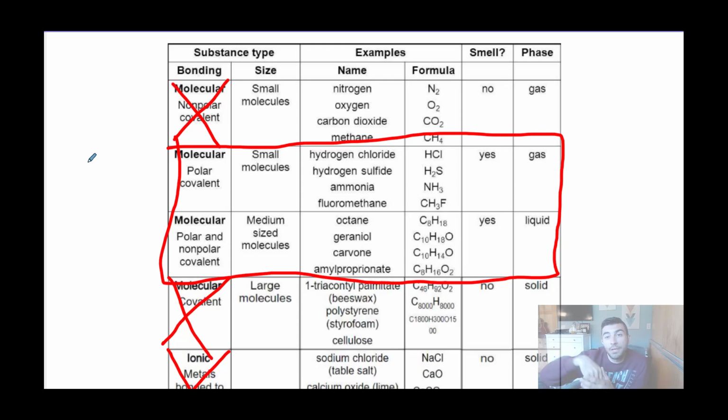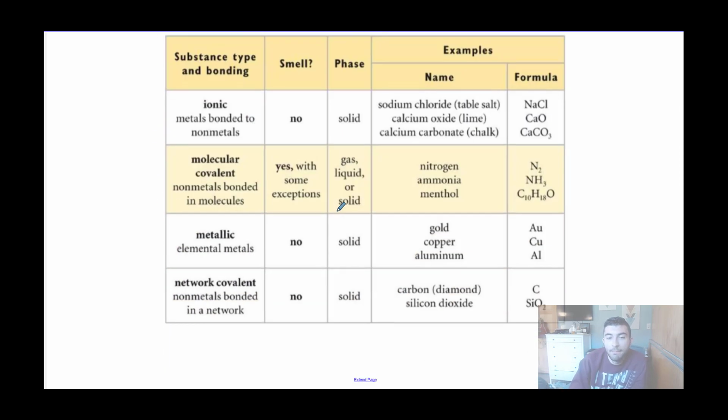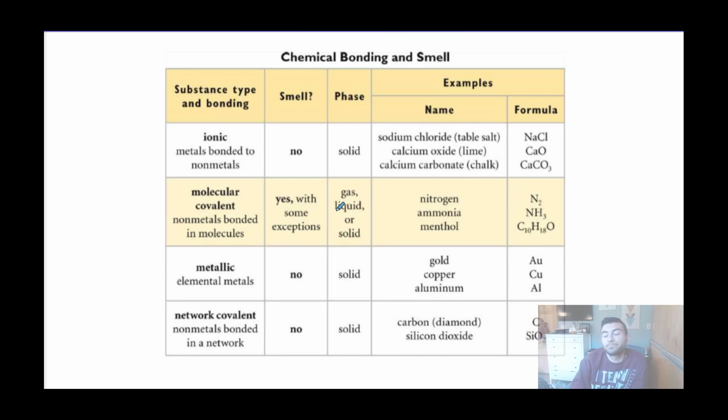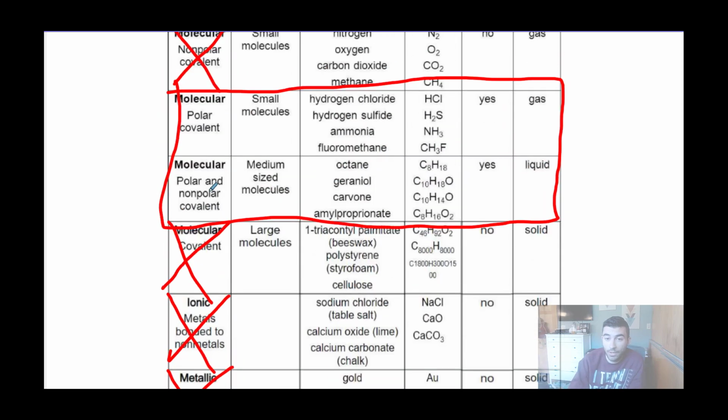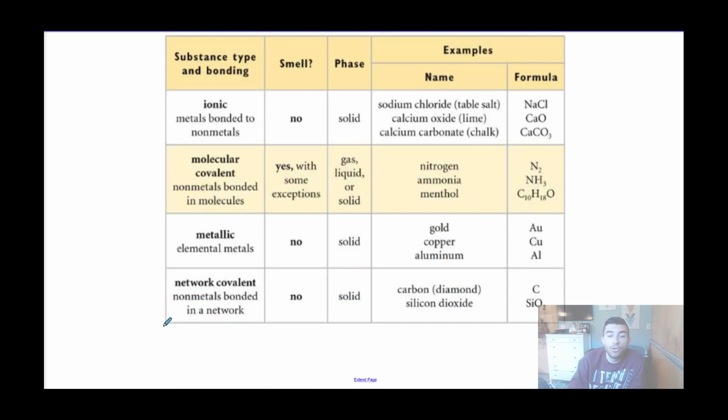Medium-sized molecules, because of the medium strength of the IMFs, will mostly be liquids. The small molecules tend to be gases. But we summarized, based on the type of bonding, that network covalent, right? That was the strongest type of bonding. That's why it wasn't even in this chart here. No shot at smelling. Metallic substances, no shot at smelling. Ionic substances, no shot at smelling.